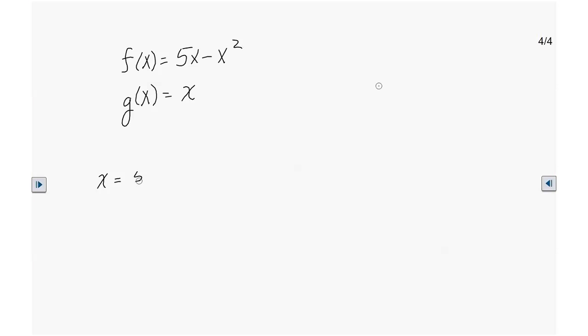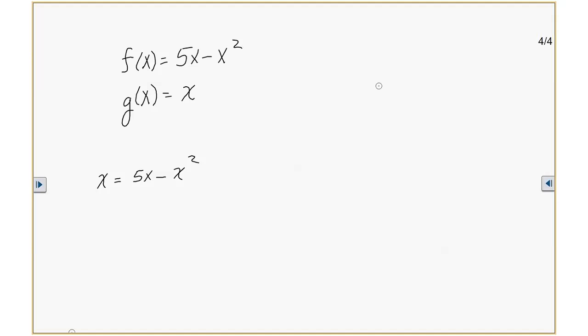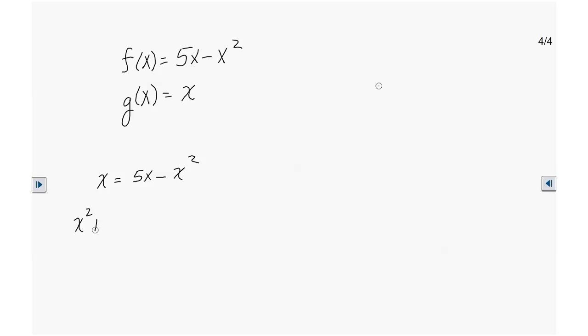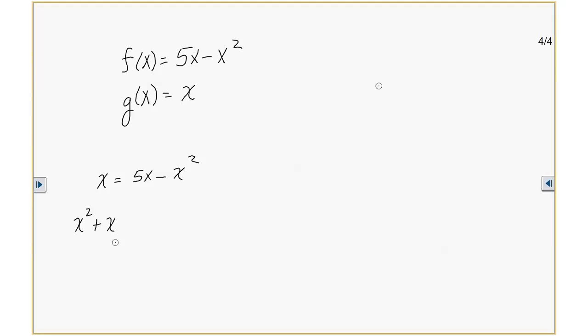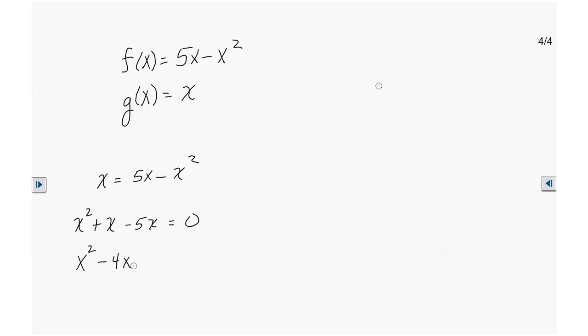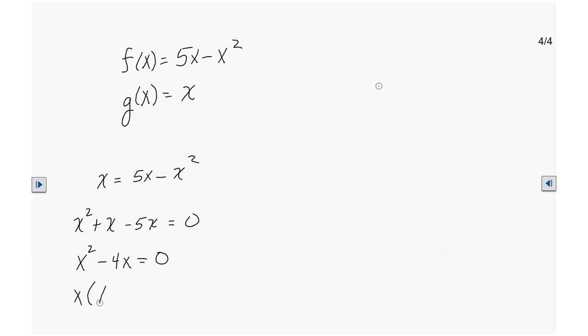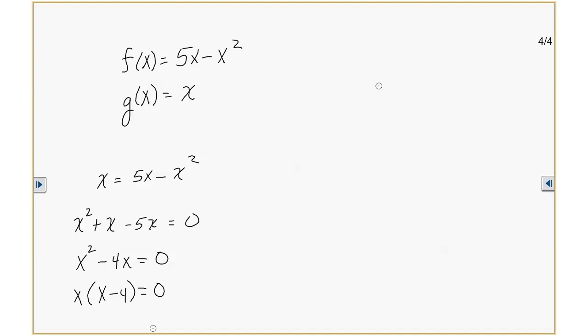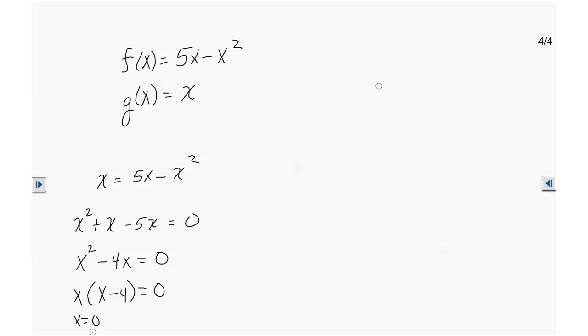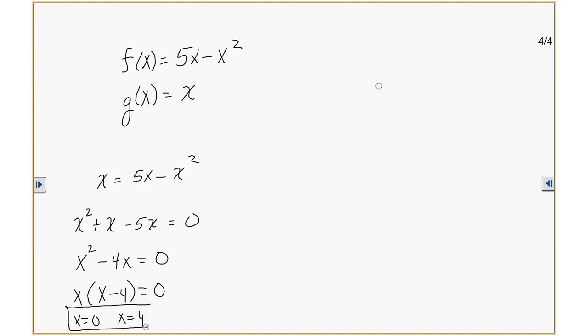x is equal to 5x minus x squared. I'm going to bring this over. So that's going to be x squared plus x minus 5x, right? And what's x minus 5x? 4x, yeah, that's right, class. Factor out an x. Yeah, that's a whole lot easier, isn't it? And x is equal to 0, and x is equal to what? So there's your parameters. Now set it up.